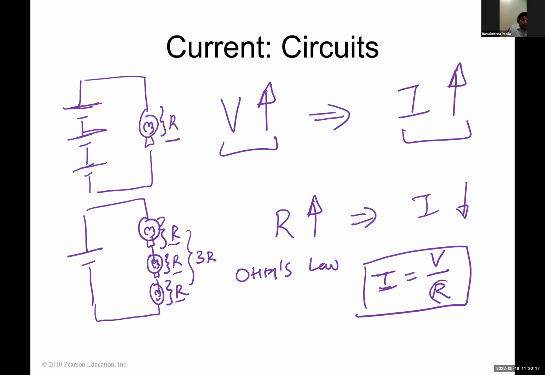So if something in the denominator is increased, what will happen to I?